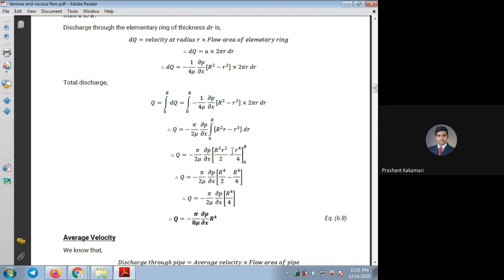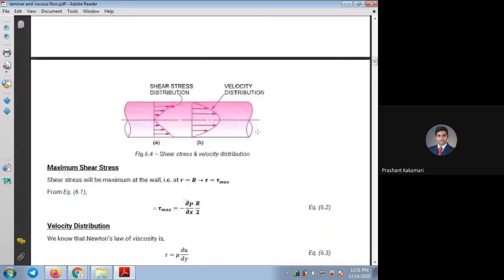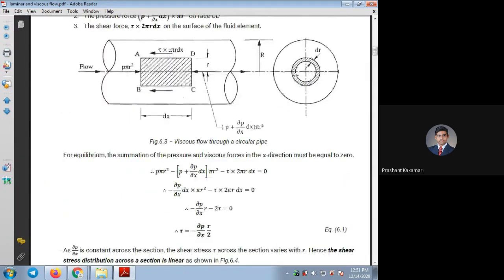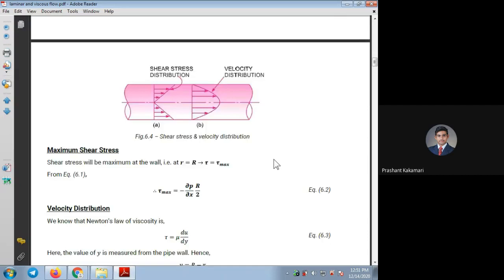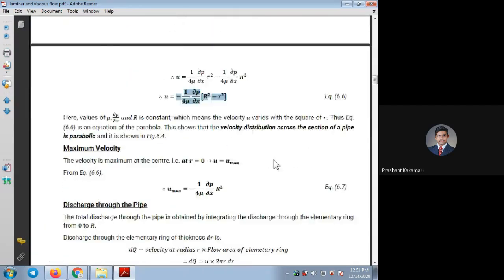In that section, we are assuming the flow is taking place through a small cylindrical ring. This is the ring of thickness dr, and the flow is taking place through it. So for that area, we have taken 2 pi r into dr.